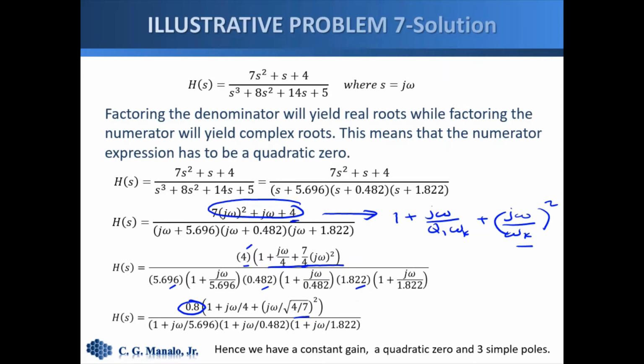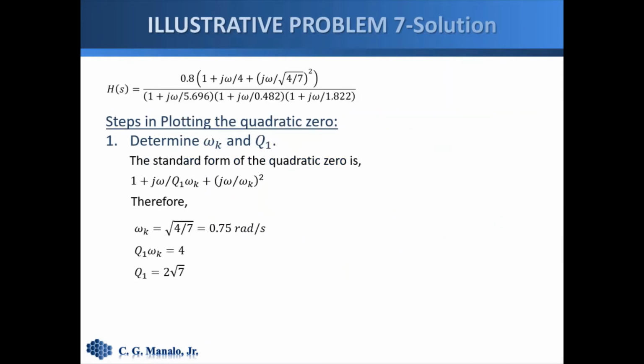Okay, so this is the standard form of this expression, where we've substituted s as equal to j omega. So we have a constant gain, a quadratic zero, and 3 simple poles. So here is the final form of the transfer function in standard form. Now we're ready to plot the straight line Bode plot.